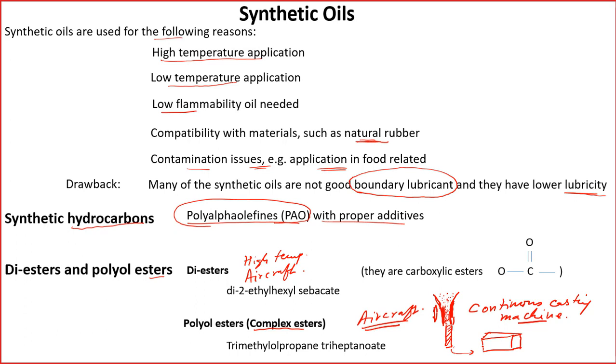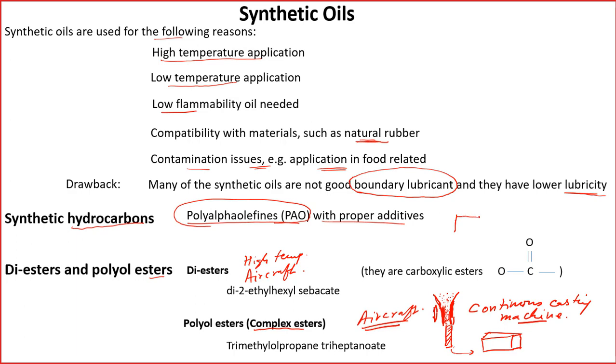So, if you go to a steel plant, especially alloy steel plants, most of the steel plants will have this continuous casting. Sir, how does this lubrication happen, sir? Because metal is continuously coming and going.